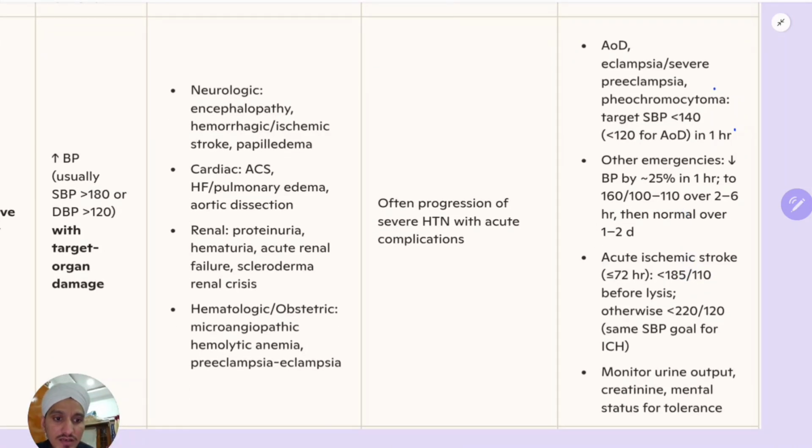So what should you monitor in these patients? You should monitor the urine output, creatinine, and mental status for tolerance. Urine output, creatinine, and mental status.